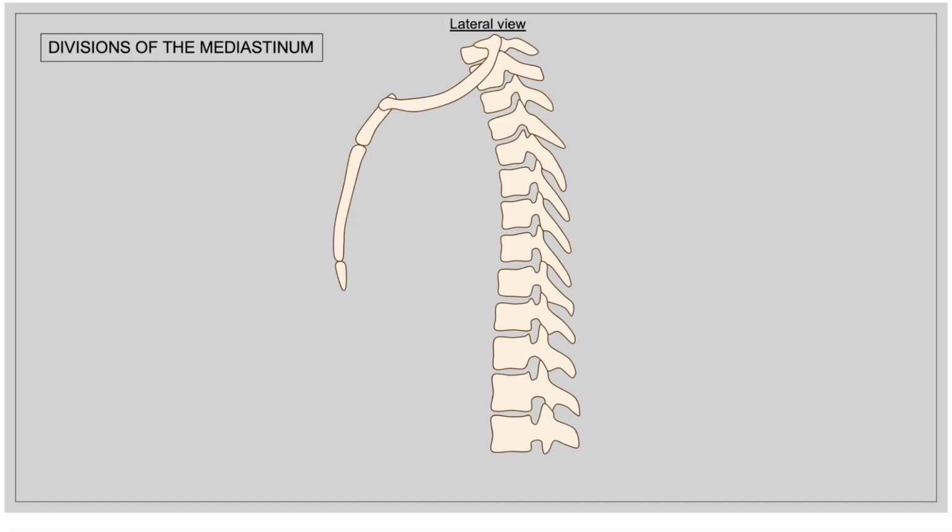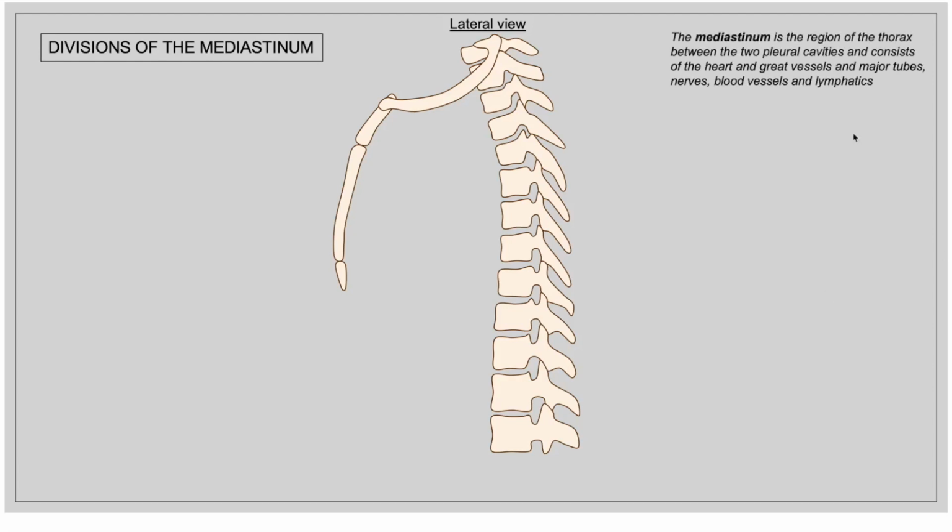So let's look at this mediastinum on this side view, where you are looking at the vertebrae behind and the sternum in front. So mediastinum is a region of the thorax between the two pleural cavities and consists of heart and great vessels and major tubes. And what are these tubes? They can be nerves, blood vessels, and lymphatics. And that is really important. I'll be talking more in detail. I have a full lecture on mediastinum and mediastinal shadows, which will be coming up in the coming days.